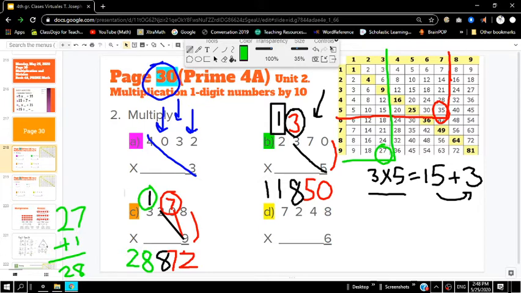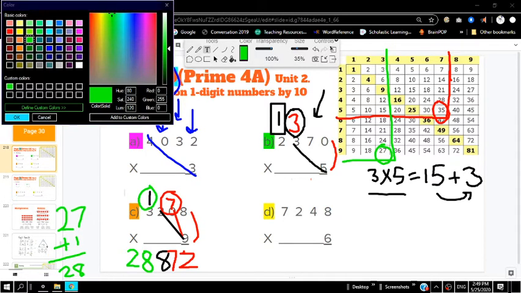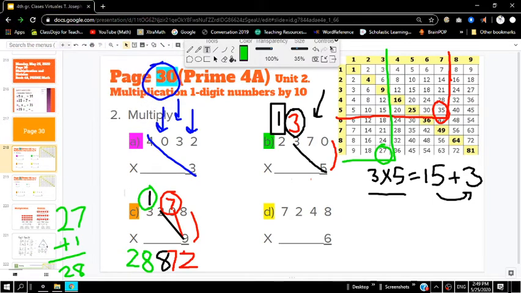28,872 is my answer. All right, let's do letter D. Let's check that one. Just like in the previous problem, I'm going to erase this so we have more space. 8 times 6 is 48. So I'm going to take my 8 and put it on the bottom, and my 4 goes on the top. Just like the previous problems, 4 times 6 is 24, and then I'm going to add 4, which equals 28.